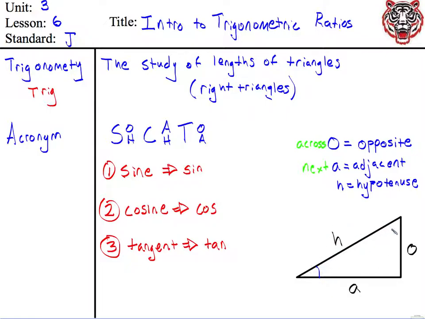If I change the angle to be up here, it would be totally different. If this is your angle that you're looking from, adjacent is on the bottom, opposite is across from you, and hypotenuse is that diagonal one. So far, so good?